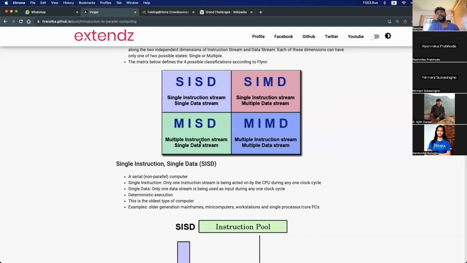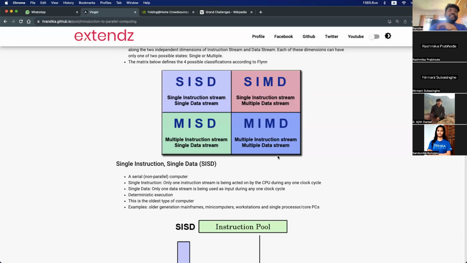The third one is multiple instruction, where not only one instruction but multiple instructions are coming in, but the data stream is single. And last, we have multiple instructions coming in, of different types, and the data that we are getting is also a multiple data stream. Let's go one by one and get more clarification on each. Right now, remember the four variants: single instruction, single data; single instruction, multiple data; multiple instruction, single data; multiple instruction, multiple data. These are the four variants depending on the singularity or multiplicity of instruction and data.